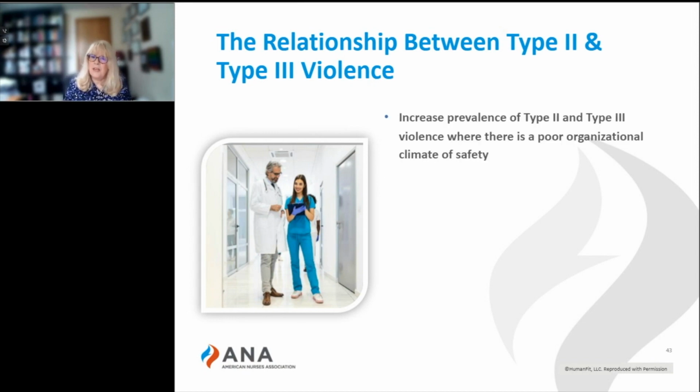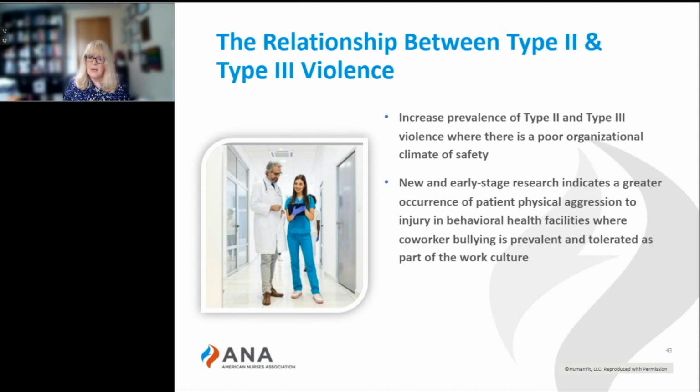So what's this relationship between type 2 and type 3 violence then? Well, we know that this is directly related to a poor organizational climate of safety, especially when that climate of safety is just focused on patient safety and not worker safety. In behavioral health facilities, there's been research that looks at co-worker bullying, and where it's allowed to flourish, they see an increased rate of patient aggression and violence.